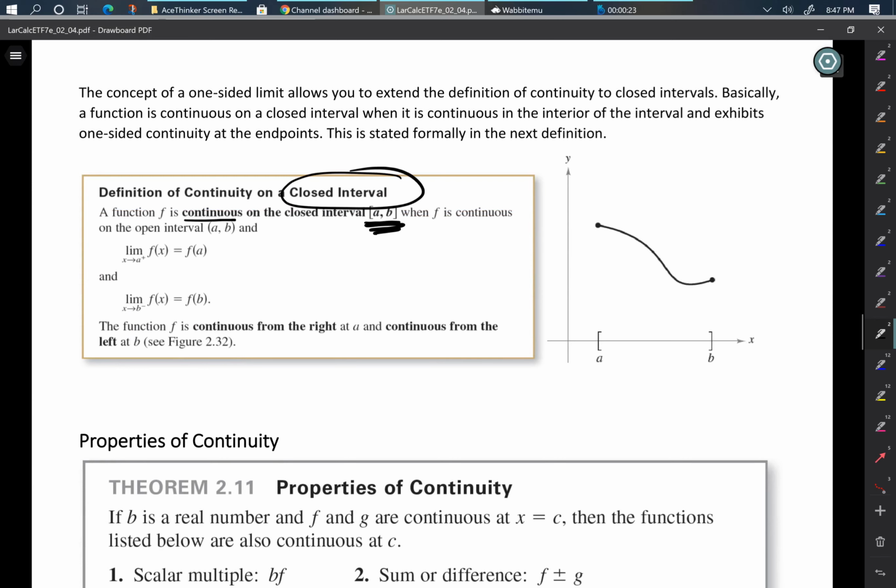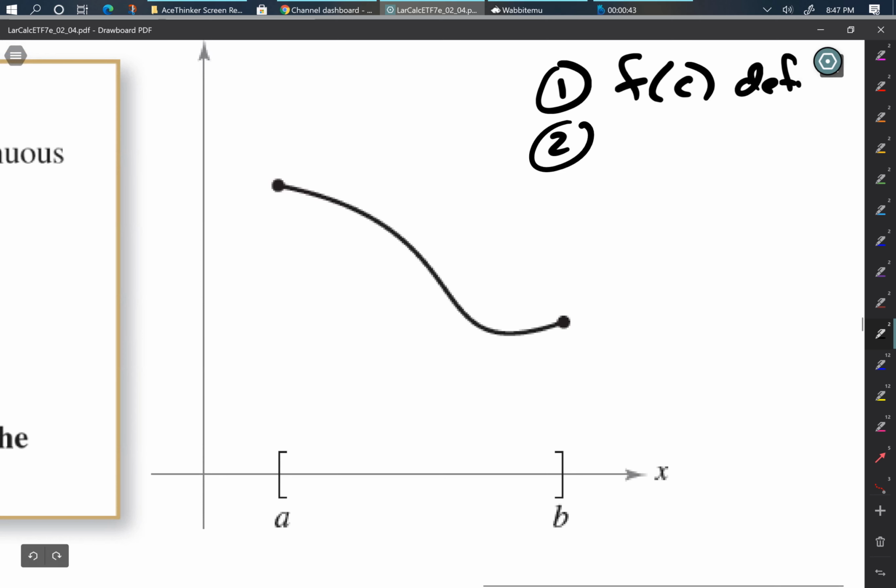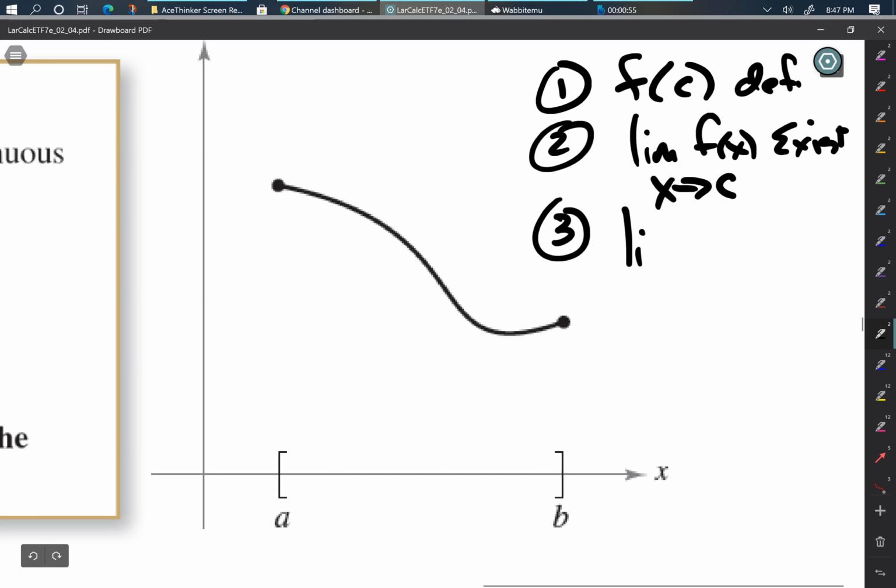Okay? So here I have a graph of a function that is continuous on a closed interval. You'll notice it has solid dots on both endpoints. And our definition of continuity says it has no holes, no breaks, no jumps, no gaps. But our definition said, number one, that to be continuous, f of c must be defined. Number 2, that the limit of f of x as x approaches c must exist. And then number 3 was that the limit of f of x as x approaches c must equal f of c. Those were our 3 requirements for a function to be continuous.